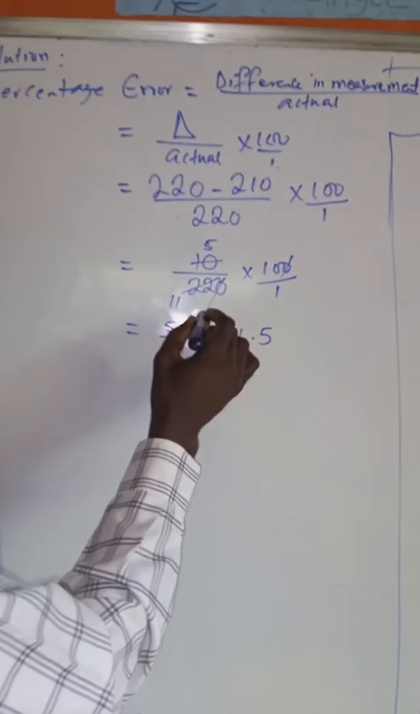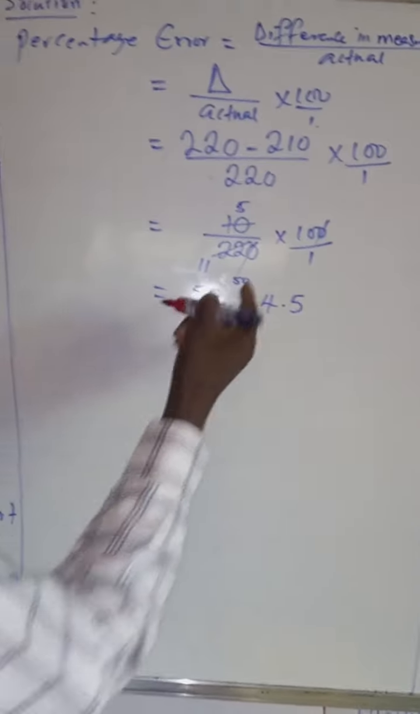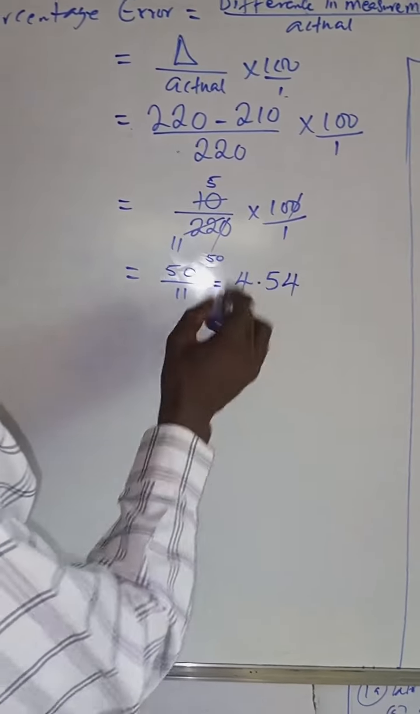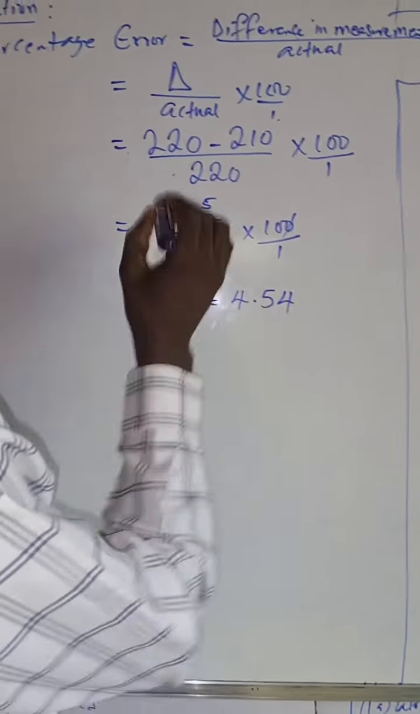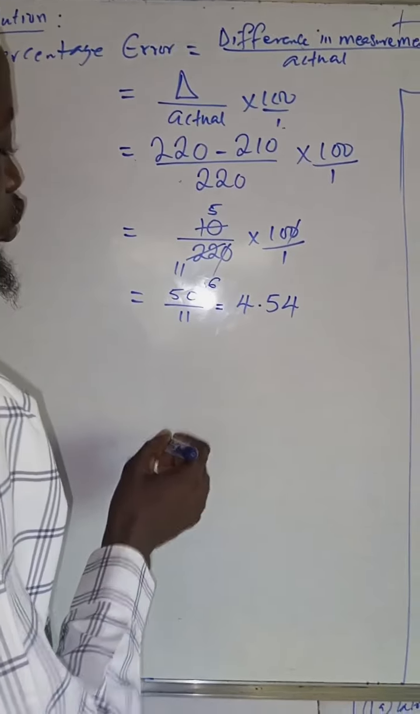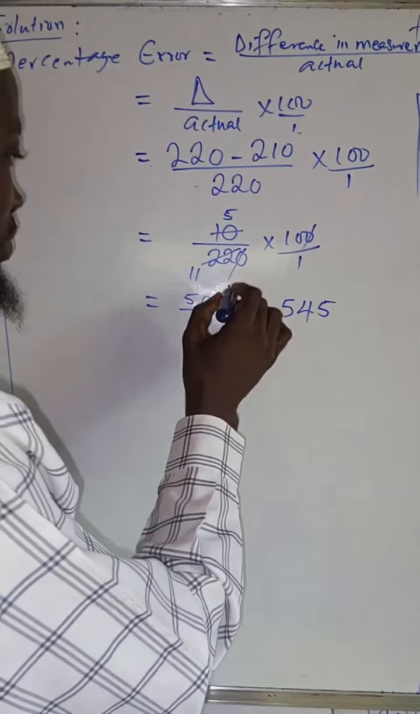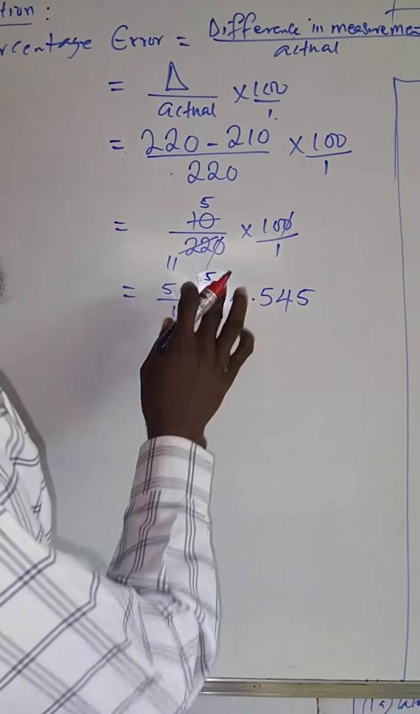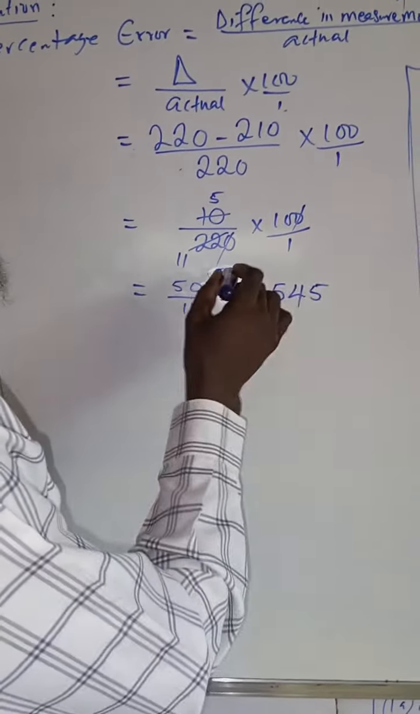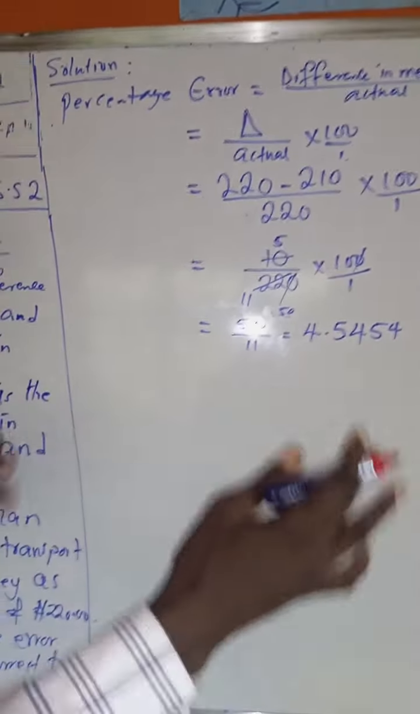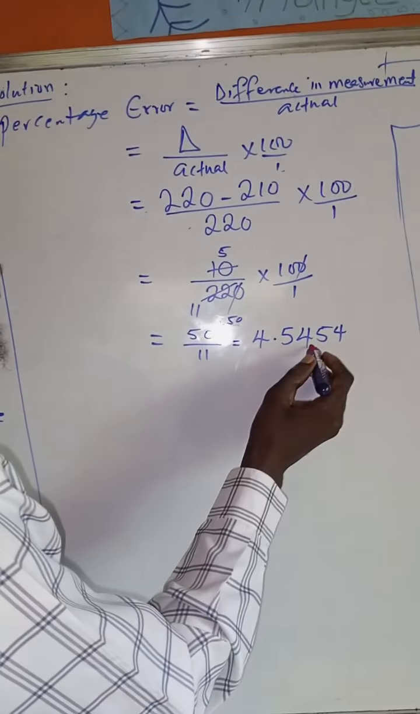The remaining 5. In 50, I'll add a 0 again. In 54, remainder 6. 5, remainder 5. 5, yes, remainder 5. 4. Now, don't forget the answer must be put in 3 significant figures. Just 3 significant figures: first 3 numbers, 1, 2, 3.